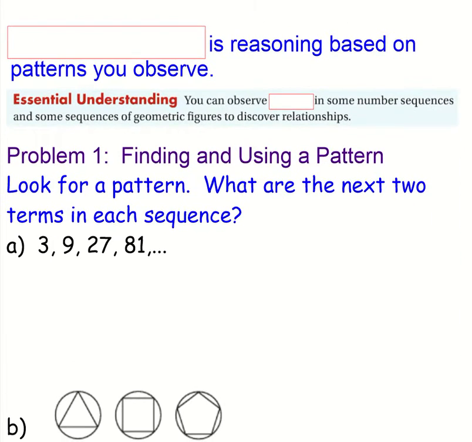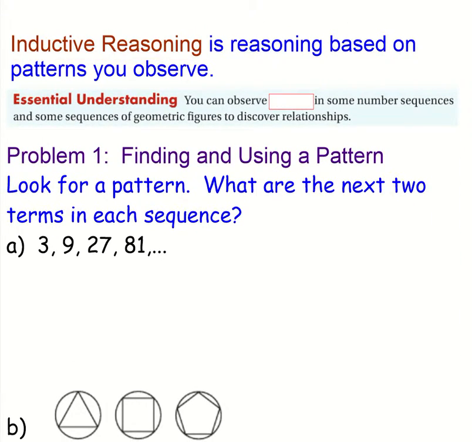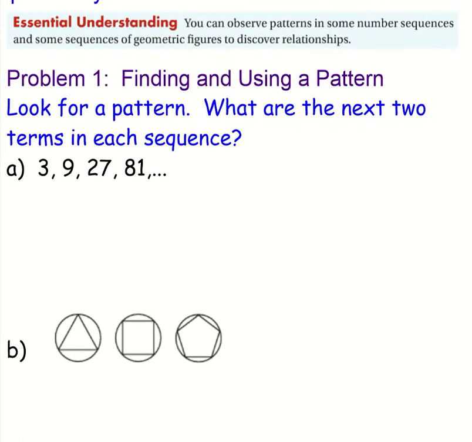Alright, and so some of the things we're going to be talking about: we're going to be talking about inductive reasoning, and what it is, it's based on the patterns you observe, just like in that previous problem. And you can observe patterns in some number sequences and some sequences of geometric figures to discover these relationships. So if you look at these problems right here, we're looking for a pattern so that we can then predict the next 2 terms in each sequence.